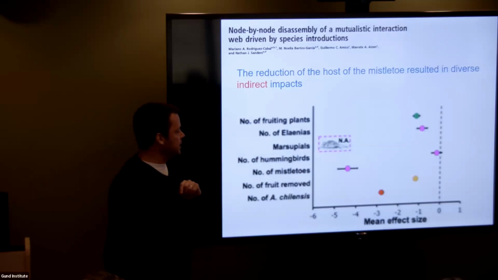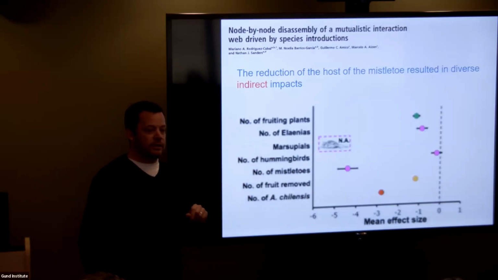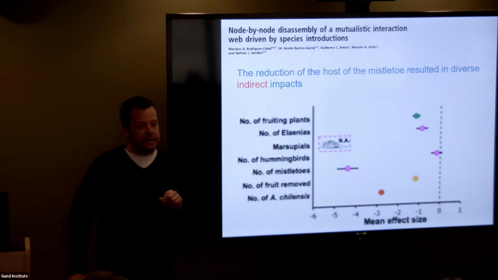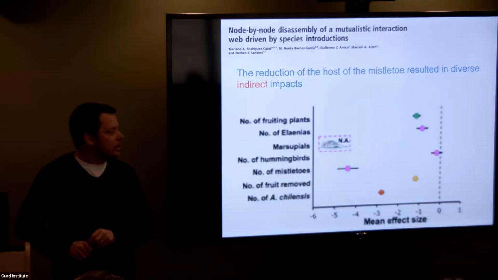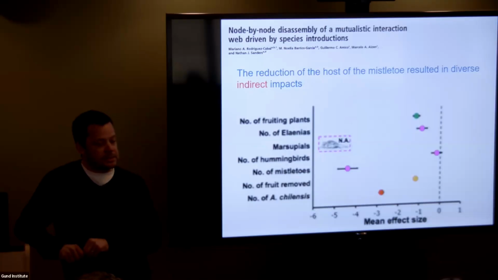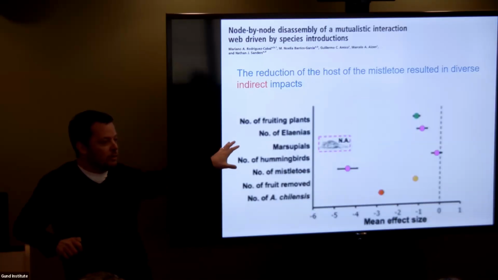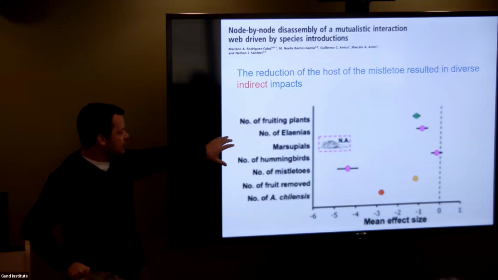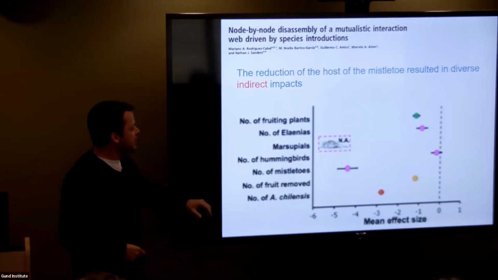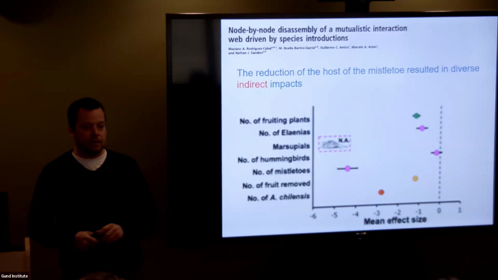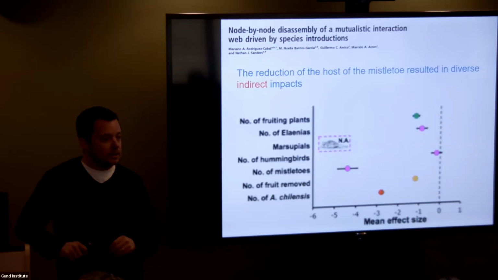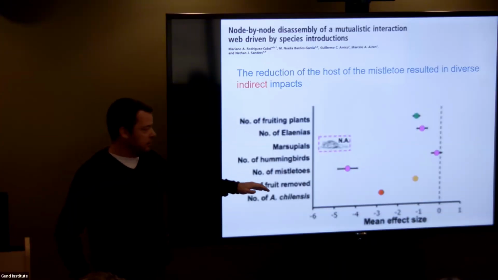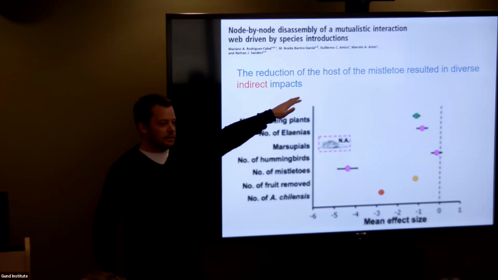This is the most common bird. Seed dispersal by this bird was also affected, because the marsupial not only eats this plant, but also the plants that produce fruit 11 millimeters or bigger. So it's the only seed disperser for many other plants. So that also affects this bird, and there was also a decrease in the number of fruiting plants at those sites. So by just eating the host of this mistletoe, this deer is producing all of these indirect cascades.